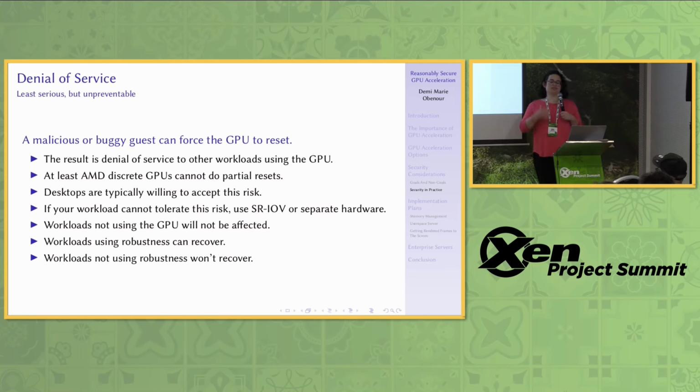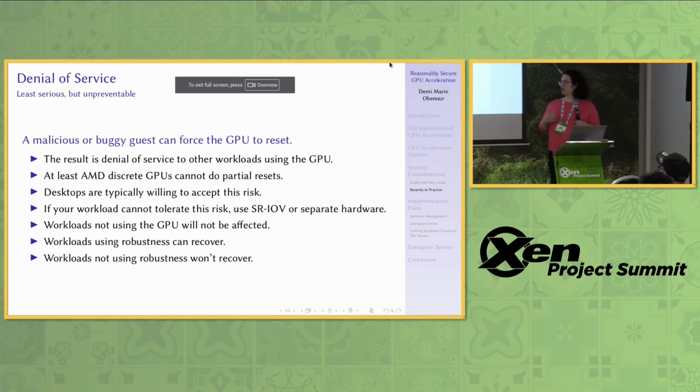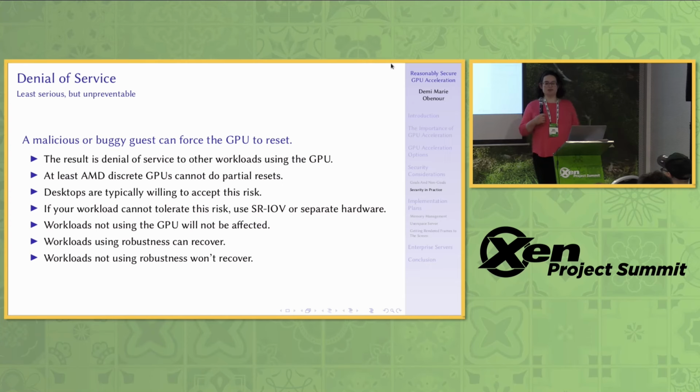My understanding is also that AMD discrete GPUs generally struggle with partial resets and wind up clobbering all of VRAM. But most desktop systems accept this risk because it's that or do all your rendering in software, and this risk is generally considered the lesser evil. Workloads that aren't using the GPU aren't going to be affected. And if your workload uses robust context, it should be able to recover. On the Wayland compositor side, that means KWin. Workloads that aren't using robustness won't recover, but not using robust context is something that can be fixed on the workload side. So if you care about your workloads recovering, make sure they use robust context.